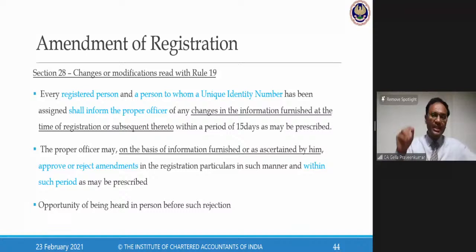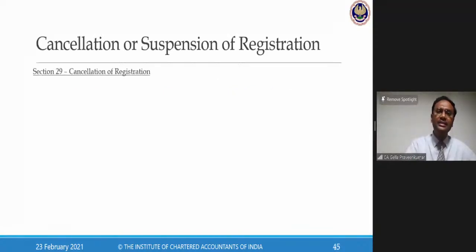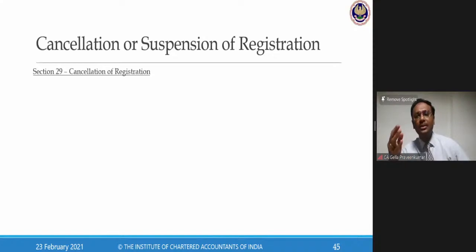Whenever I make some changes, those changes either will be accepted or rejected. Before rejection, the officer will give you an opportunity of being heard if he is willing to reject your changes. That is what section 25 deals with: the procedural aspects of making a registration, filing a registration application, or making some corrections on your GST portal.